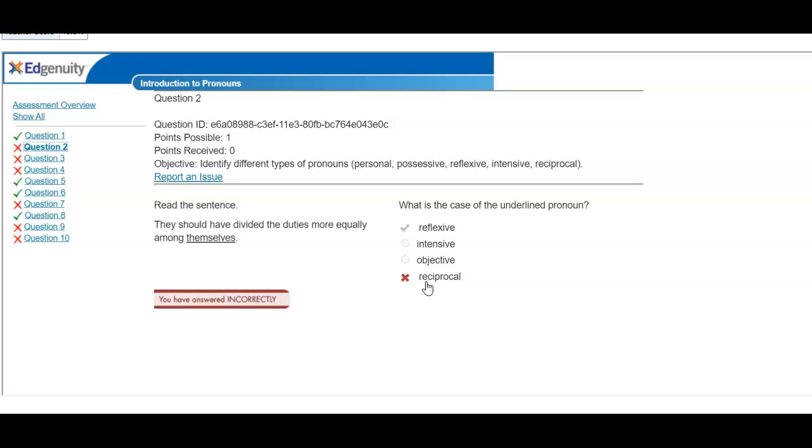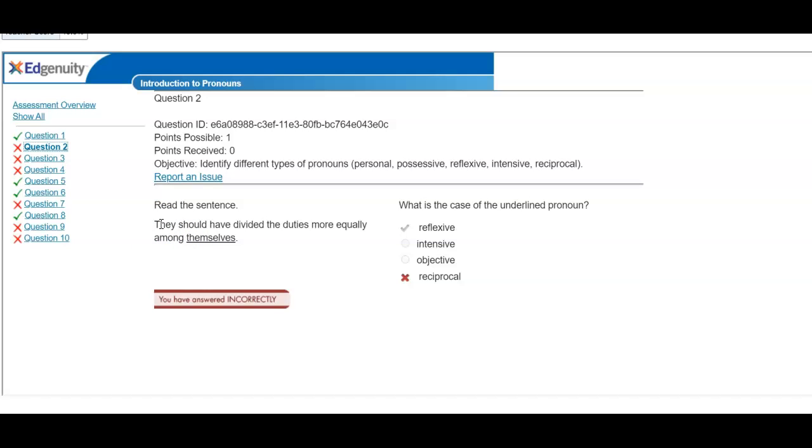whatever's happening or going on. But this says they should have divided the duties more equally among themselves. Are they reciprocating something, or is themselves referring back to they? Remember that the reflexive is when yourself, myself, themselves, refers back to another noun in the sentence.